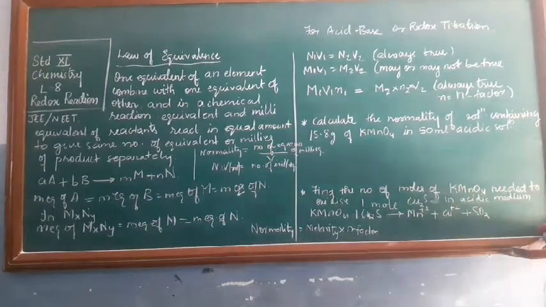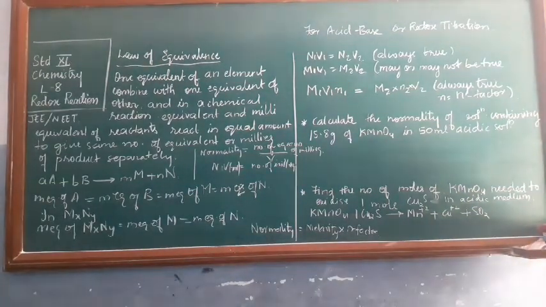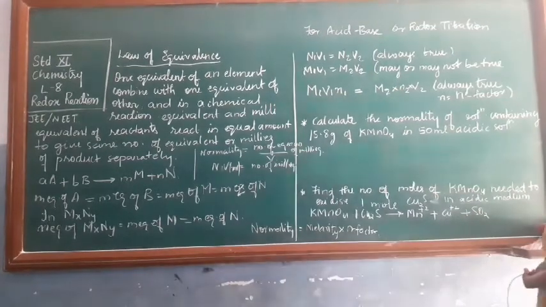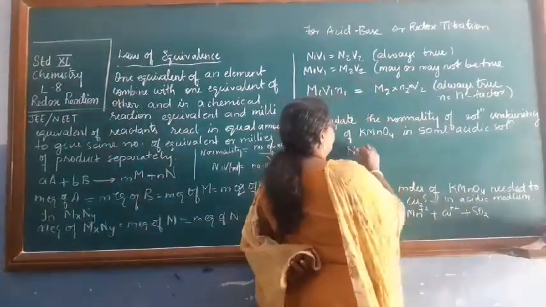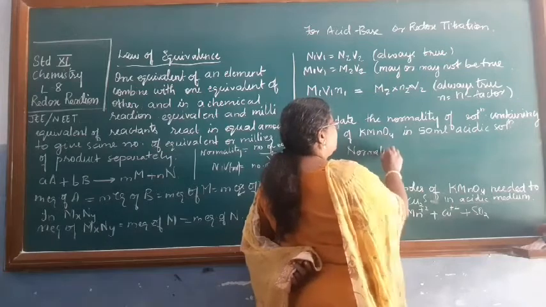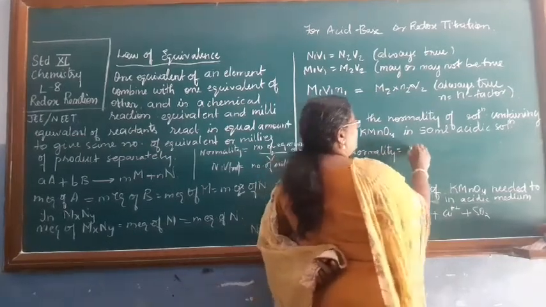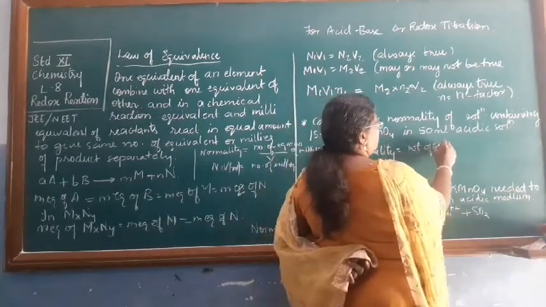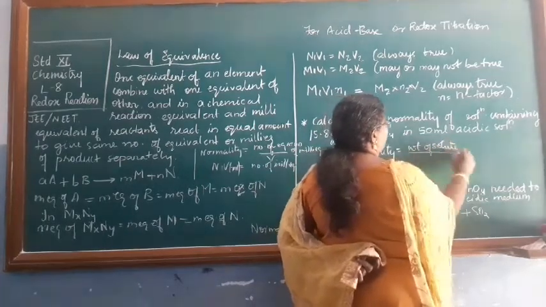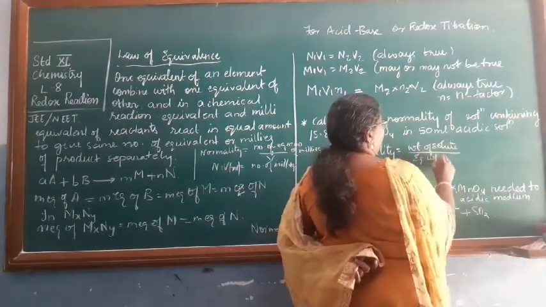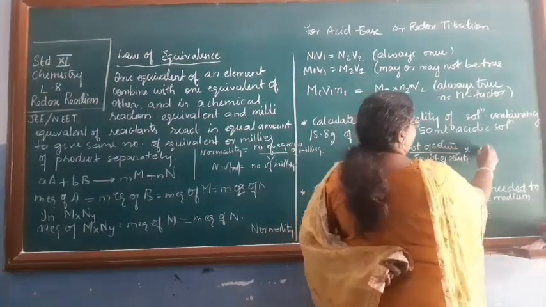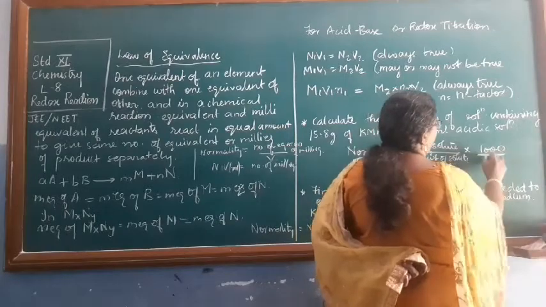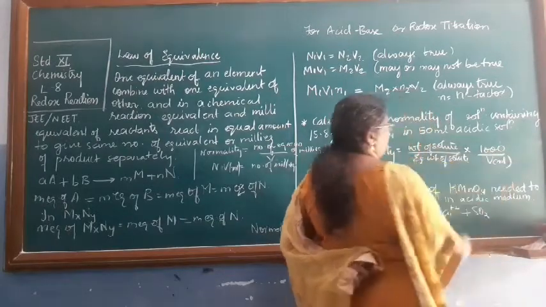Calculate the normality of solution containing 15.8 gram of KMnO4 in 50 ml acidic solution. यहाँ पे normality ही पूछा है. Normality का formula is what? Normality is equal to weight of solute upon equivalent weight of solute into 1000 upon volume in terms of ml.